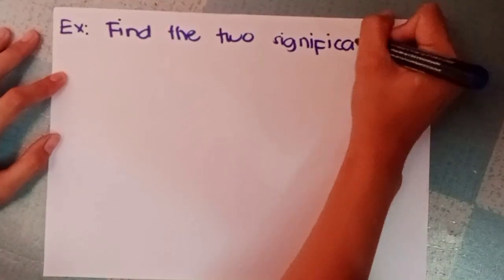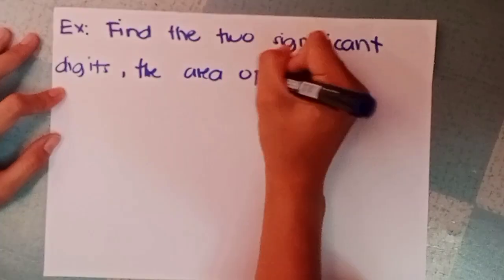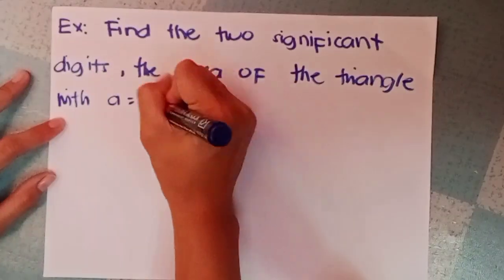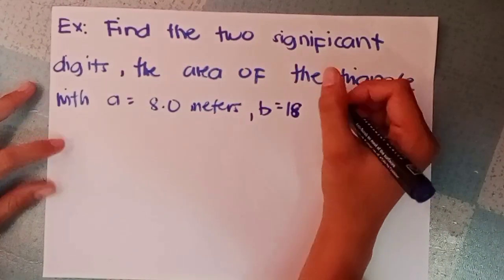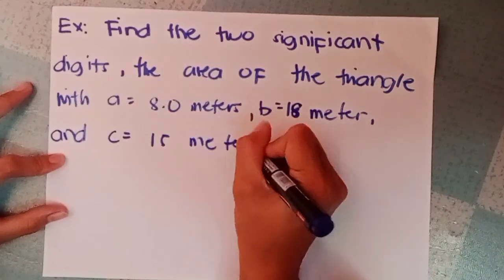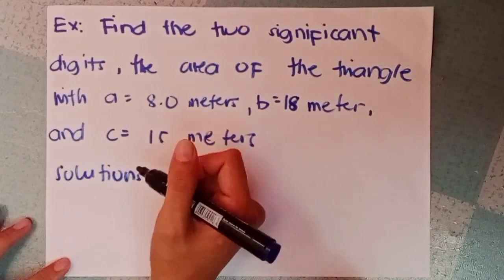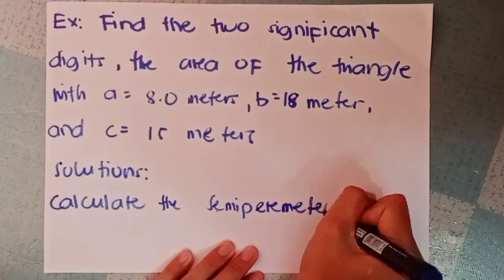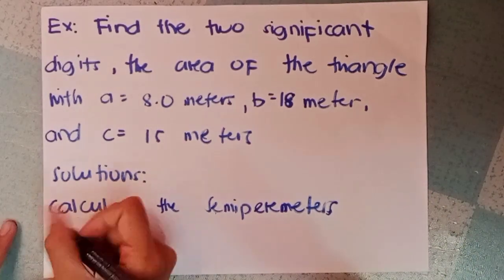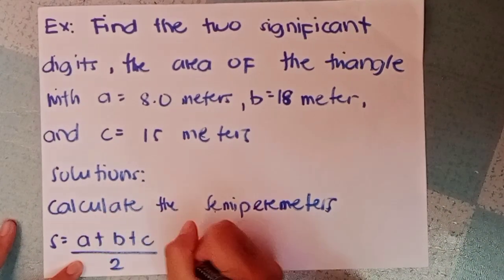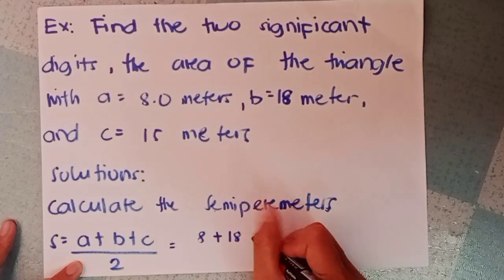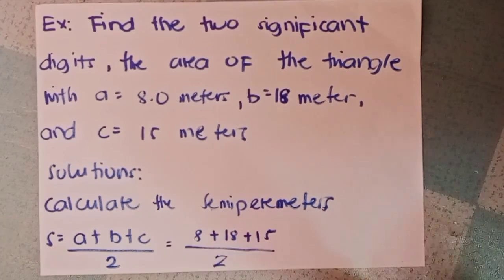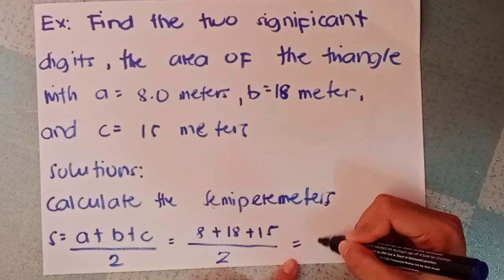Example: find, to two significant digits, the area of the triangle with a equals 8.0 meters, b 18 meters, and c 15 meters. Solution. Calculate the semi-perimeter. Formula: s equals a plus b plus c over 2. Substitute: 8 plus 18 plus 15 over 2 equals 20.5.